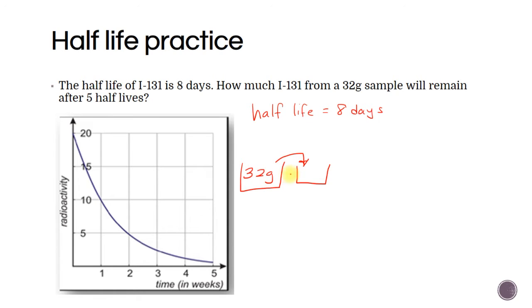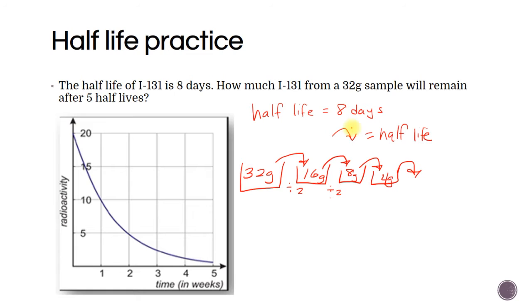So 32, half of that, in other words, 32 divided by 2 is going to give us 16 grams after one half-life. So each arrow means a half-life. In other words, what we're communicating with this diagram is I start off with 32 grams, 8 days pass, and I have 16 grams. 8 more days pass, and it's going to be 16 divided by 2. So in each box, in between them, we're dividing by 2. 16 divided by 2 is 8 grams. After 8 more days, now I've got 4 grams.